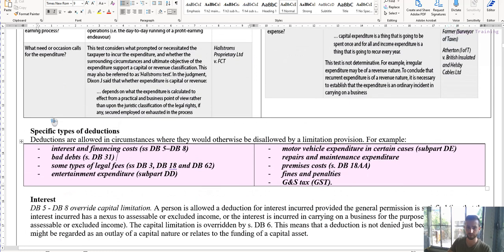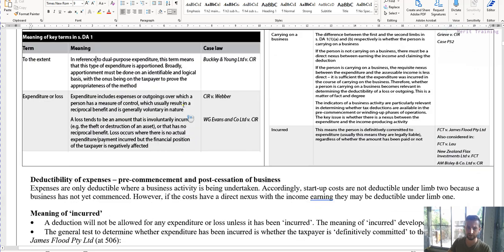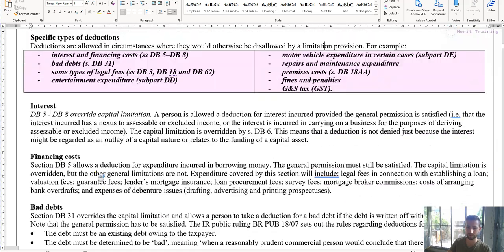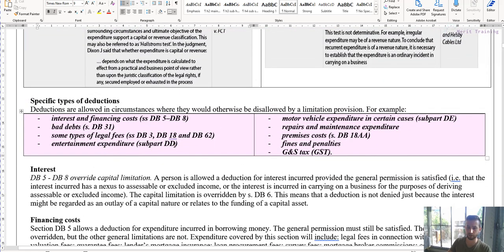So in terms of specific types of deductions, these are deductions where they're specifically allowed, even if they would be otherwise disallowed by a limitation provision. So even if one of the limitations says that it cannot be a deduction, these specific ones listed here are still allowable as deductions no matter what, as long as there's a connection to income.